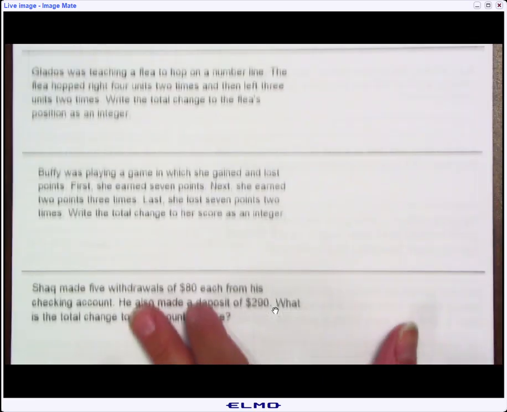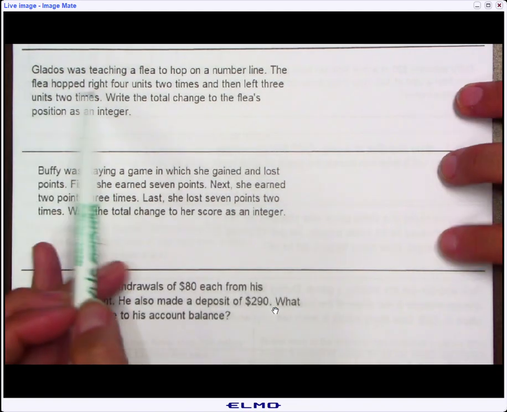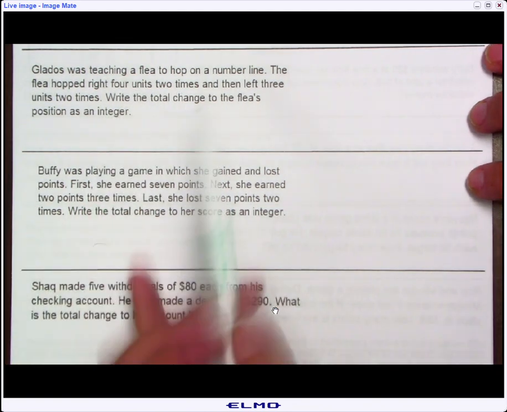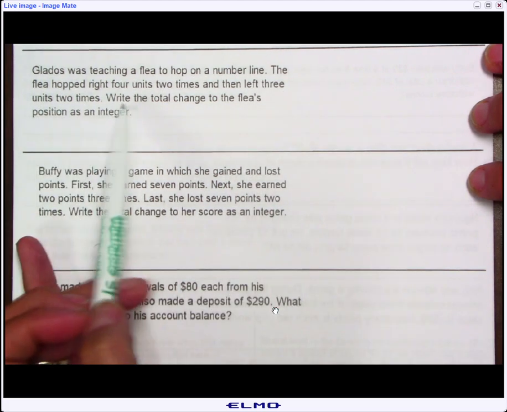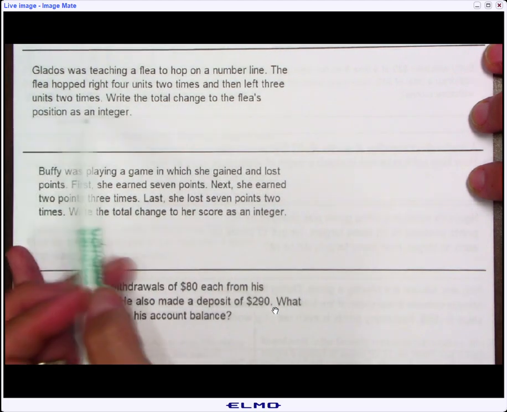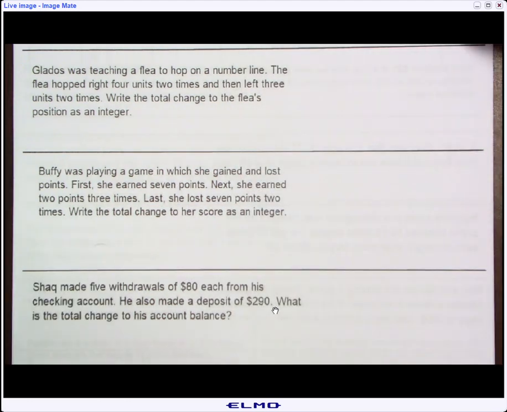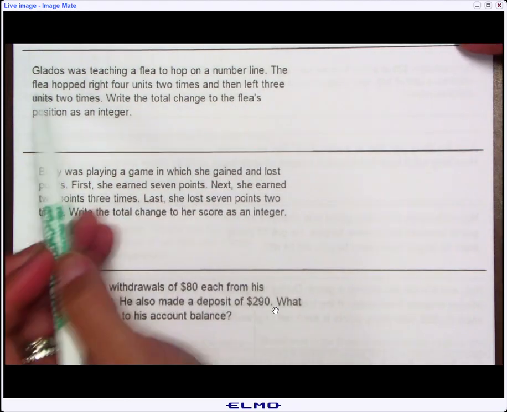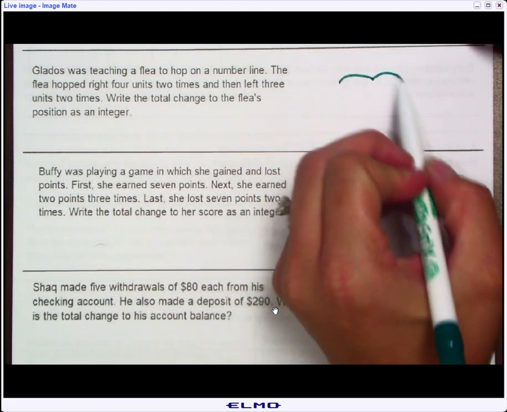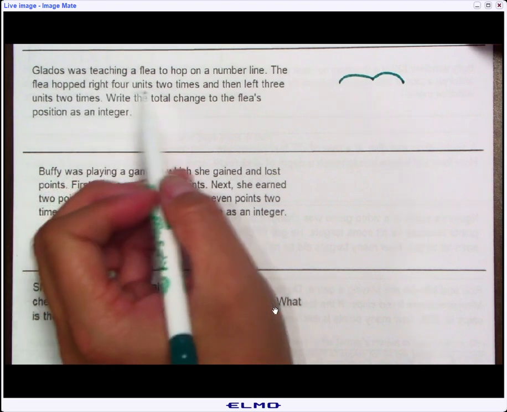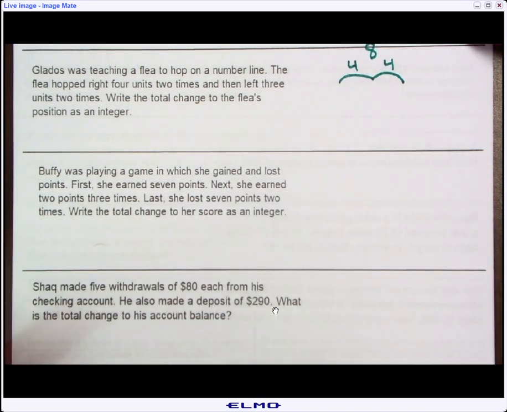And the first one is that Gladys was teaching a flea to hop on a number line. The flea hopped to the right 4 units 2 times and then left 3 units 2 times. Write the total change to the flea's position as an integer. So I'm going to just draw a little picture over here of what's going on. So the flea hopped right 4 units 2 times. So hop, hop. Here's my 2 hops. And I know that each time it was 4 units. So 4, 4, that's 8.